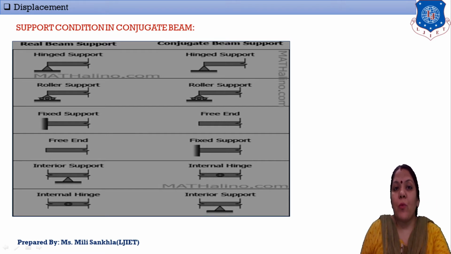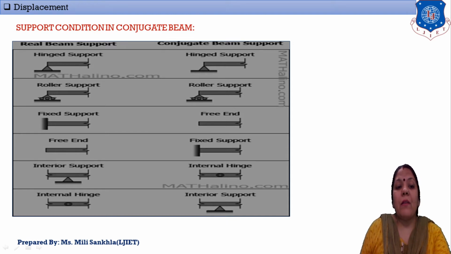Then a roller support is again a roller support in the conjugate beam. In the real beam, if a fixed support is given, this fixed support is converted into a free end in the conjugate beam, and this happens in a cantilever beam. And the free end of the real beam is converted into a fixed end.